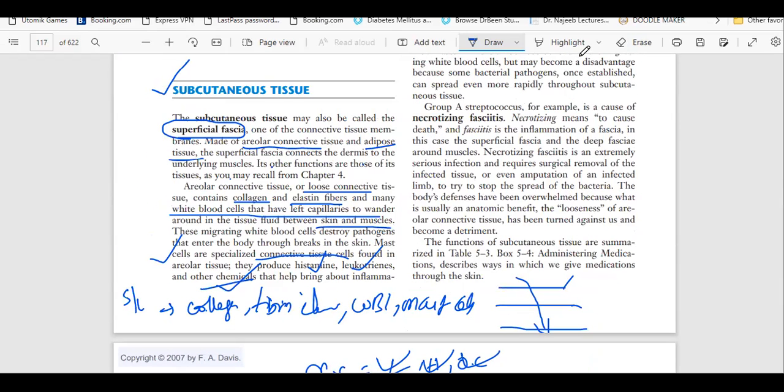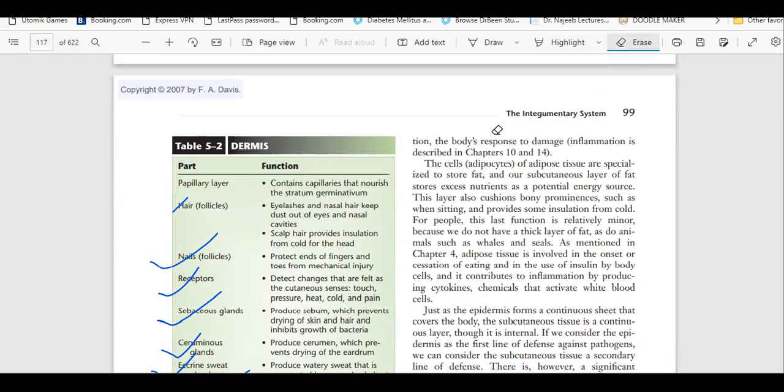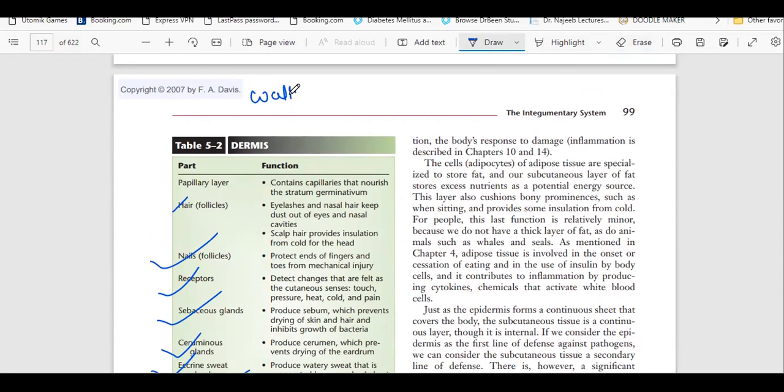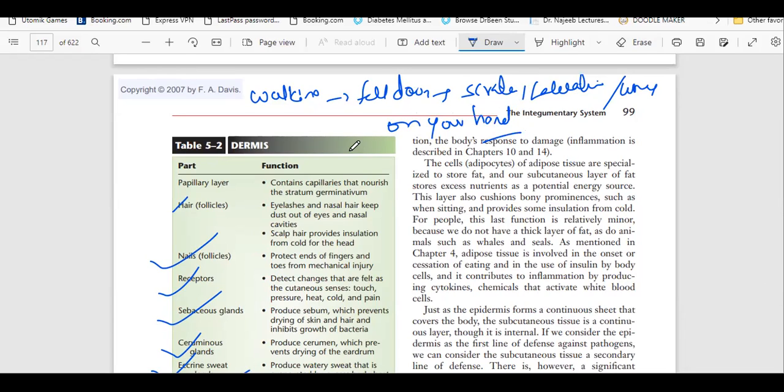So why is it releasing these chemicals? Because whenever our body is damaged, likewise, suddenly you are walking on the road, you fell down, okay. What do you have? You have some scratches or lacerations or wound on your hand. What will the body do? Basically, when you fell down, this is the hand.